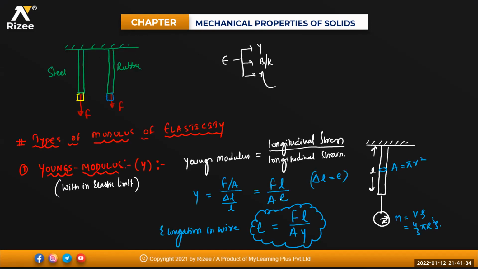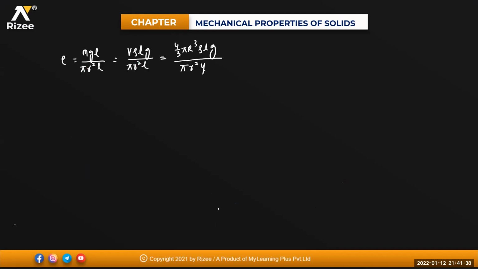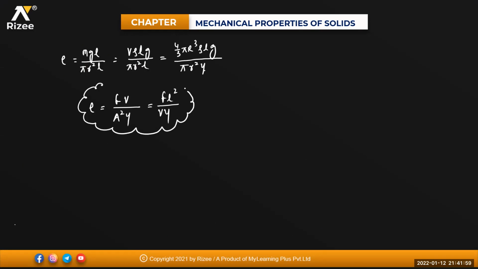Why am I taking capital R, beta? Because I'm taking this weight's radius as capital R, and the radius of the wire is small r. Isn't it? That means I can write here extension E is equal to force F into V divided by area A square into Young's modulus, or else that will be equal to F into L square divided by volume V into Y. So I can write even in this form. These are the different forms of your elongation.